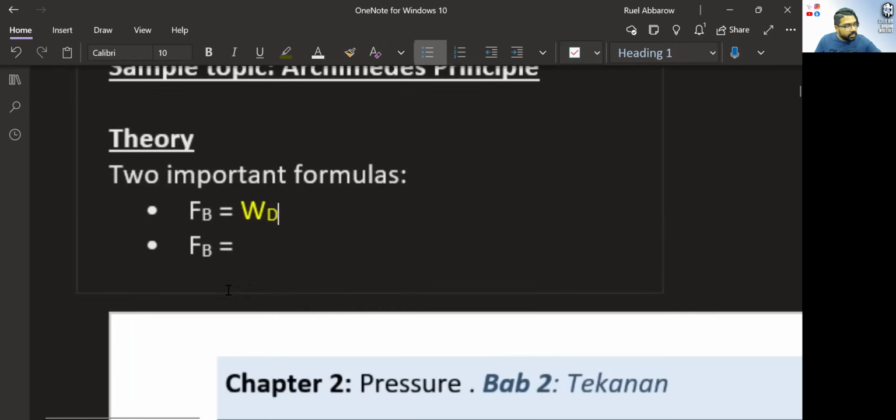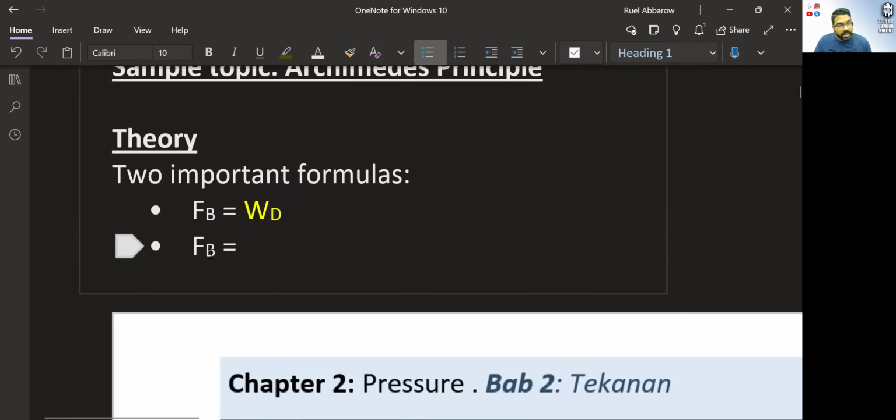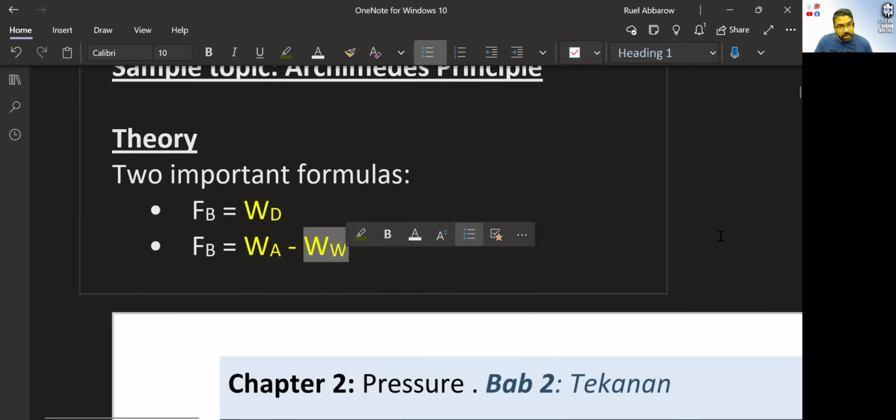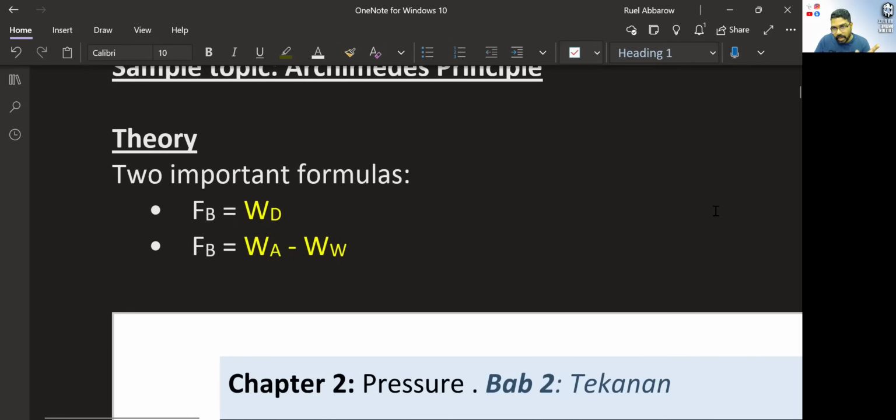The second important formula: there's another way that we can find buoyant force, which is to use the weight in air minus the weight in water. Weight in water is sometimes called the apparent weight. Weight in air minus weight in water. These are the two formulas that you absolutely must remember if this comes out in Paper 3.